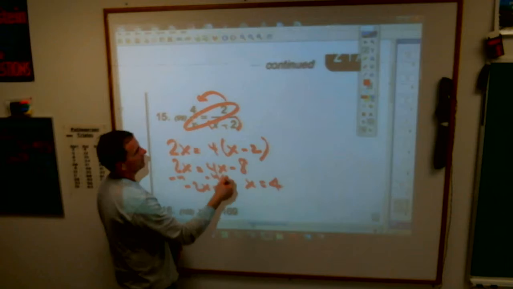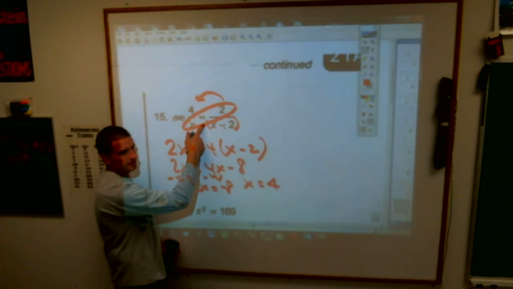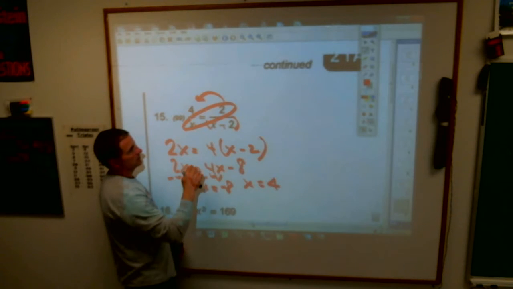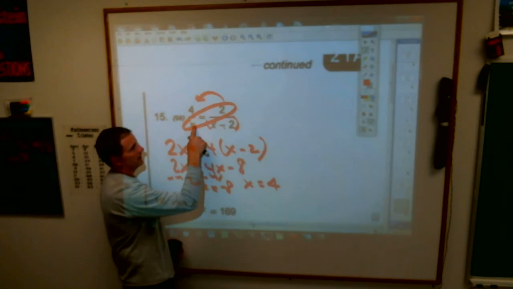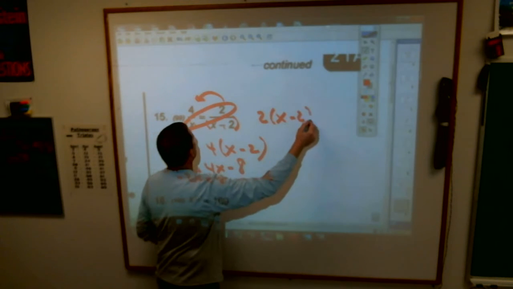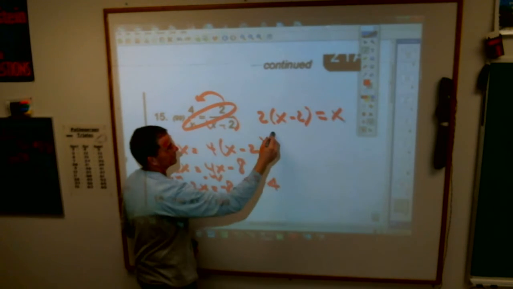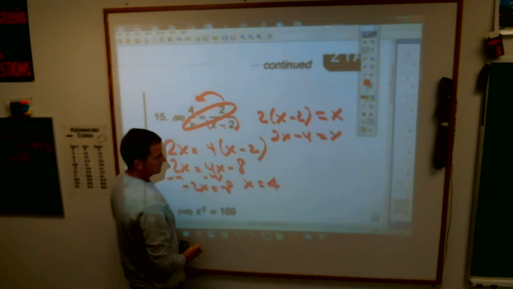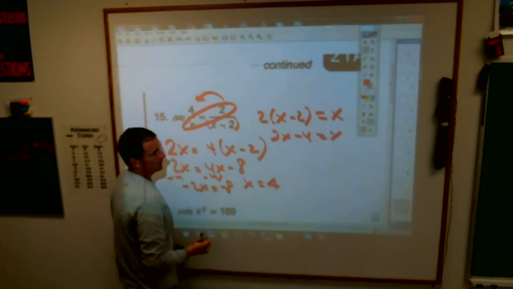Did anybody do it this way that I said? Did it work? Well, it should work. So you multiply this times 2 and you're going to get that, right? 2 times x minus 2 gives you x. So 2x minus 4 gives you x. Yeah, it works the same way.